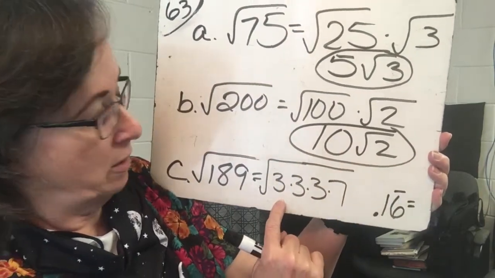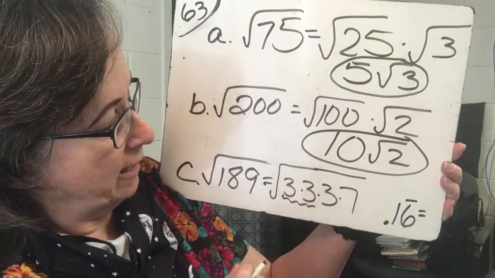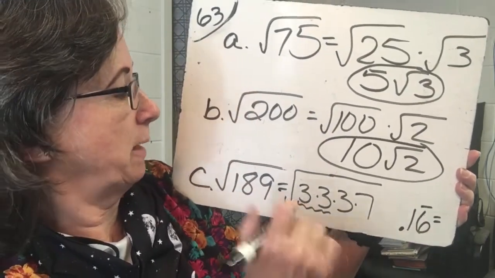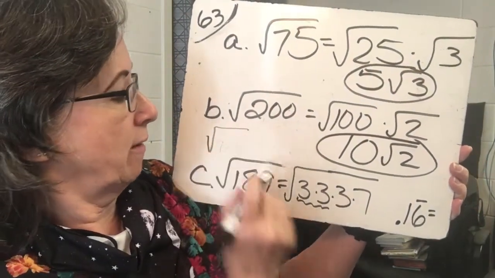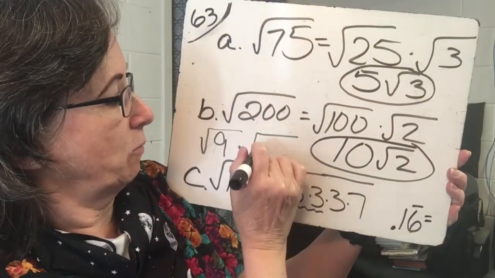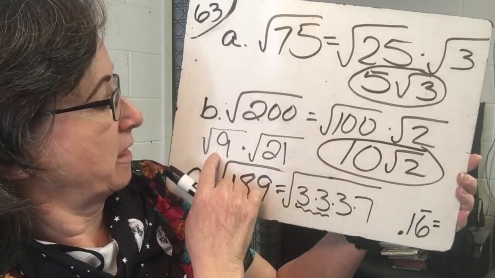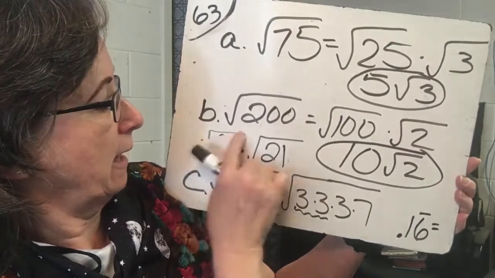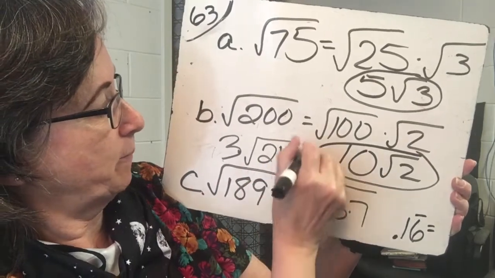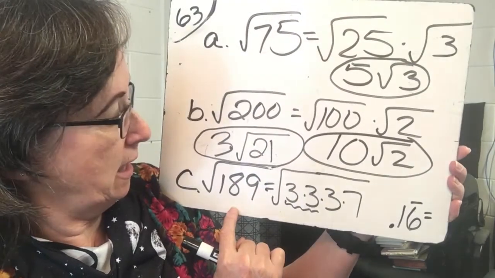Okay, so now I know that this right here is a perfect square. So I could rewrite that, this is 21, right? So let's break that out: the square root of 9 times the square root of 21, because there's no perfect square with these. So the square root of 9 is 3. So the answer to that one is 3 times the square root of 21. And that is simplified.